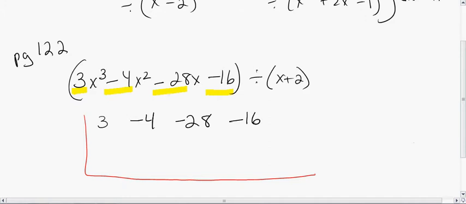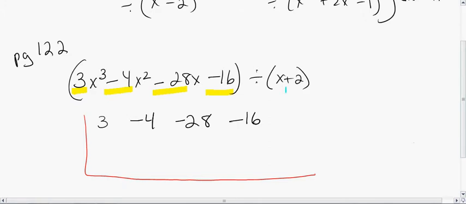And just like long division, I want to make sure that I have something in every place, or every exponent's place. So I've got a cubic, a square, a linear term, and a constant. I don't have to have any placeholders here. And then this is going to look a little bit weird. I have to divide this whole polynomial by x plus 2.